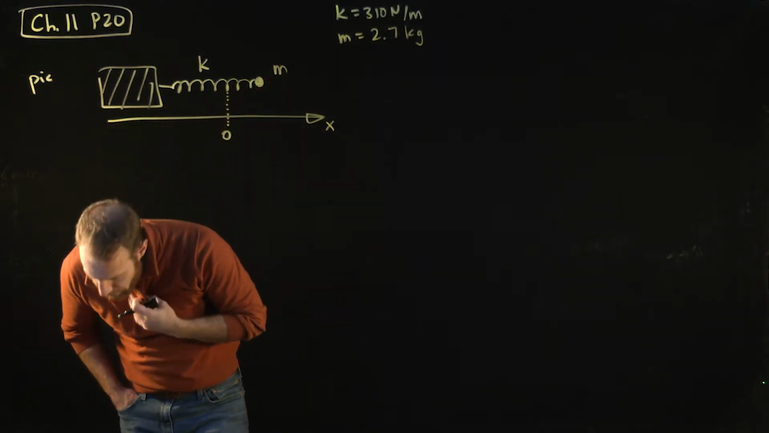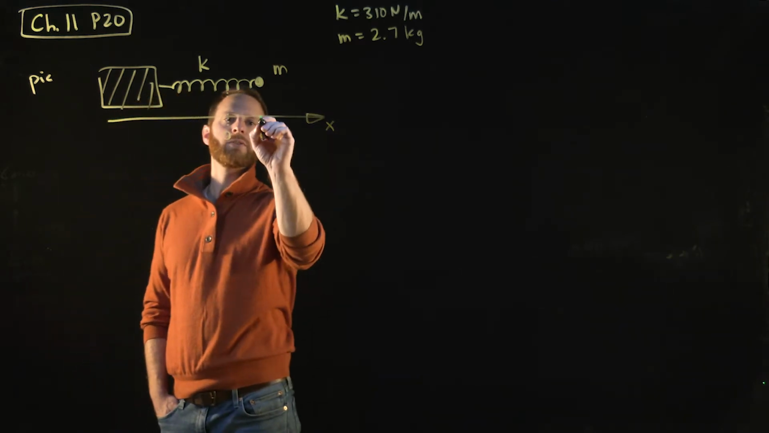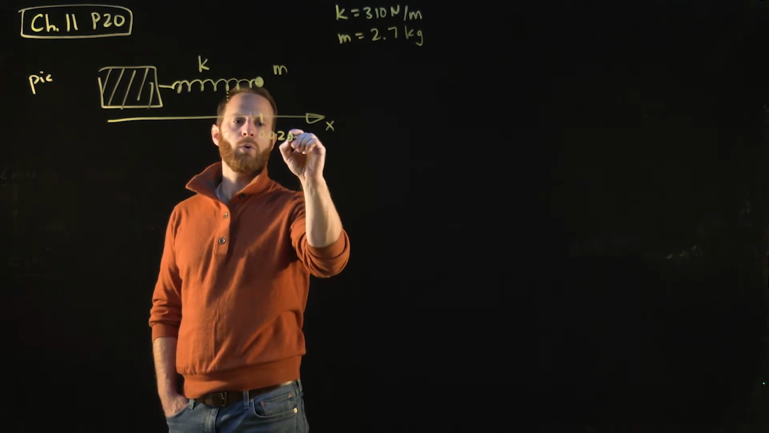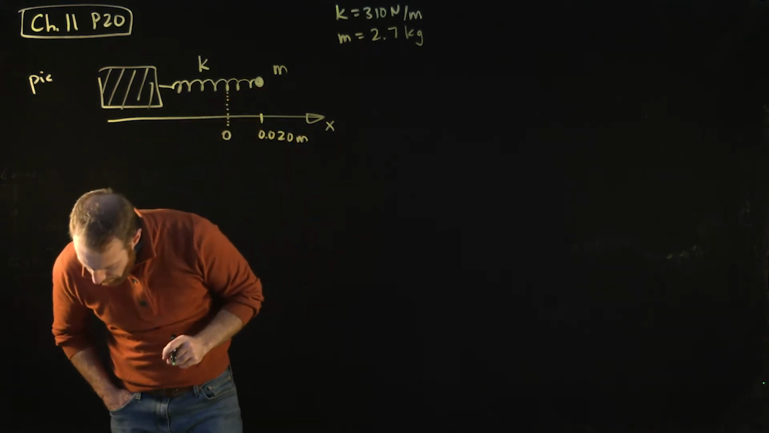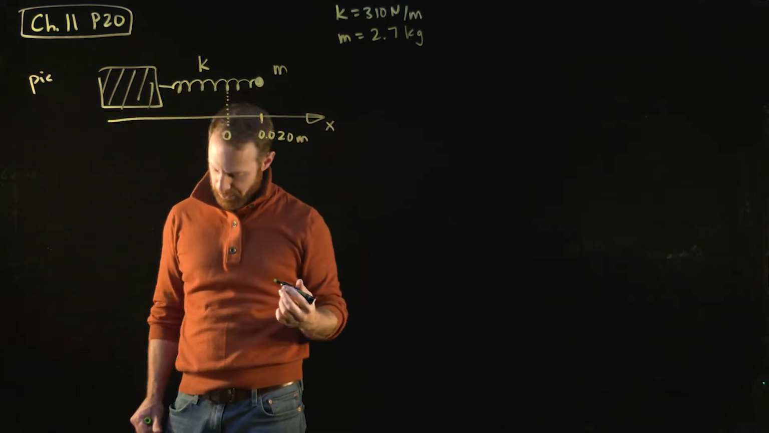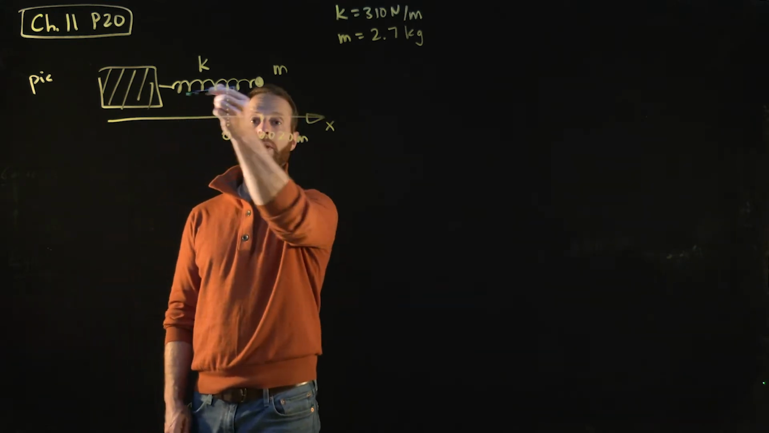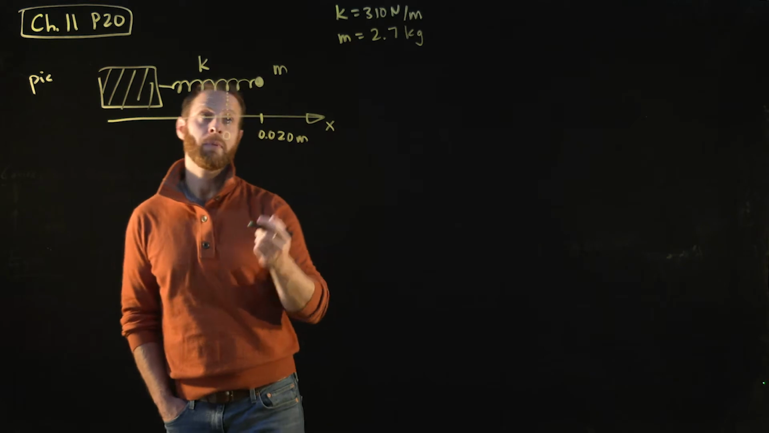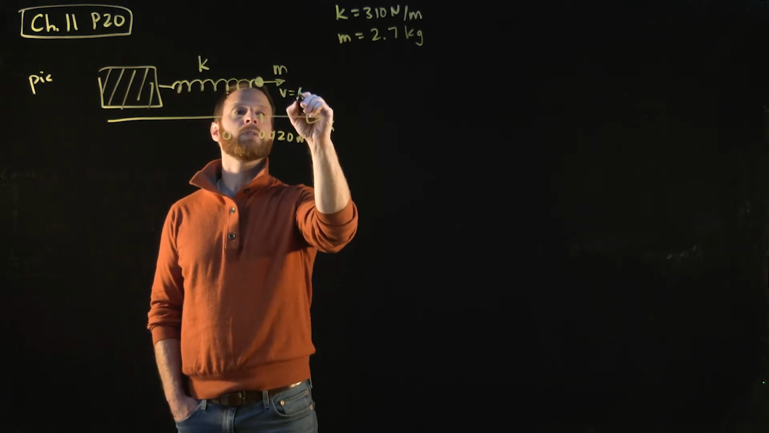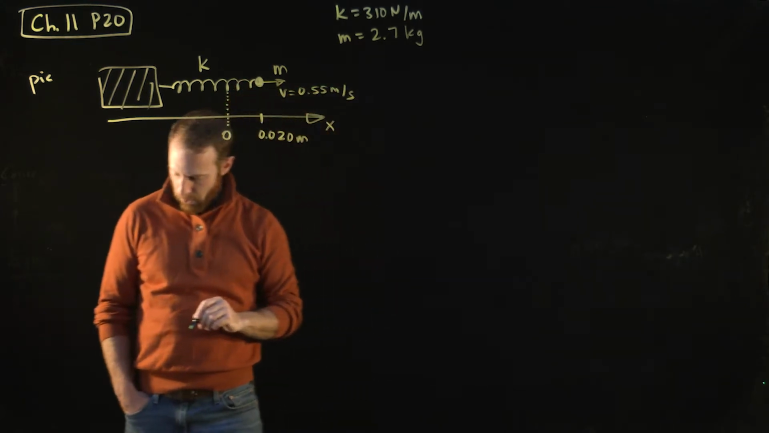And lastly, it's displaced at a particular instant by an amount of 0.020 meters. I hope that I have that right. When it's at this position, it's also moving with a speed of 0.55 meters per second. They don't tell us whether it's going this way or that way, so presumably it doesn't matter. Let's assume the speed is going this way at this instant, 0.55 meters per second. That's all the information they give us.